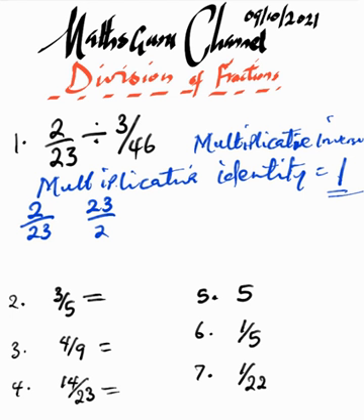Let's multiply this out and see. We're going to have 2 into 2, 1; 23 into 23, 1. And 1 times 1, 1, over 1 times 1, 1. And 1 divided by 1, we're going to have 1. So the multiplicative inverse of 2 over 23 is equal to 23 over 2.